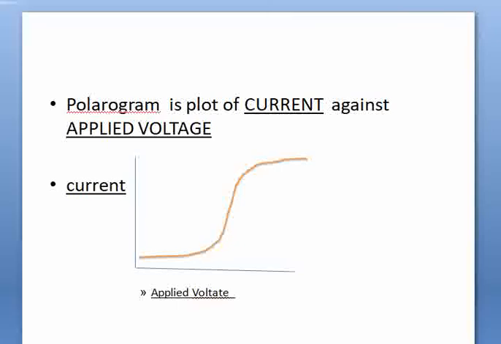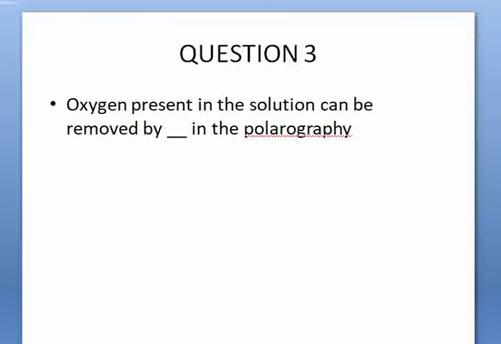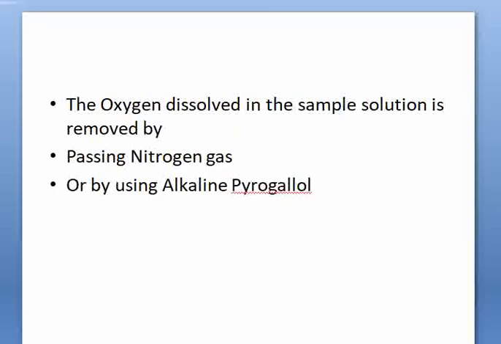The next one is also from polarography. Oxygen is present in the solution. It can be removed. In the analyte solution, oxygen is present, and we have to remove it before the experiment. How to remove this oxygen? There are two ways. One is the dissolved oxygen in the sample solution, sample solutionல இருக்குற oxygen எப்படி remove பண்றது.